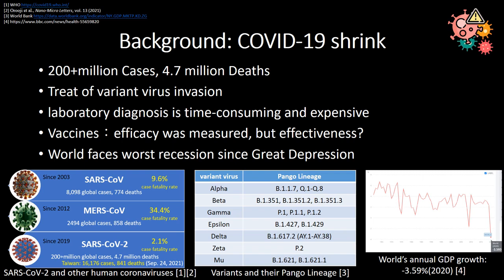What's worse, the outbreak of several variant viruses makes recent antigen antibody point-of-care tests unable to diagnose specifically. Additionally, laboratory diagnosis of nucleic acid is time-consuming and expensive. The efficacy of the vaccines was measured, but effectiveness in the real world is still not certain. The world faces its worst recession since the Great Depression after the outbreak of COVID-19. We can see the figure at the right bottom. The world's annual GDP growth in 2020 was minus 3.59%.